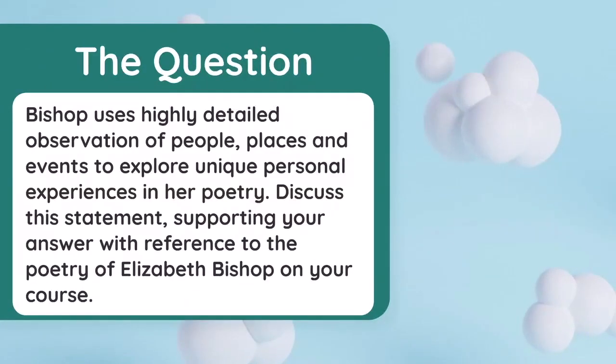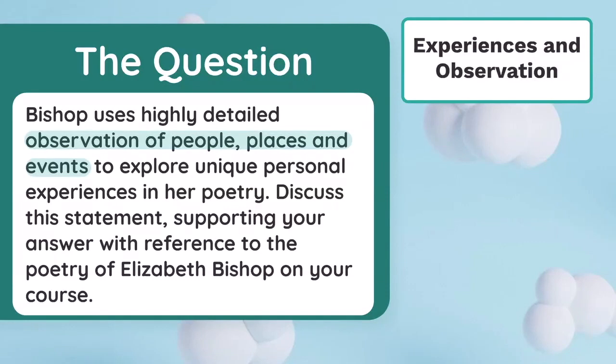The question then. Bishop uses highly detailed observation of people, places, and events to explore unique personal experiences in her poetry. Discuss this statement supporting your answer with reference to the poetry of Elizabeth Bishop on your course. Okay, so the focused areas then are the observation of people, places, and events. So all of Bishop's experiences and observations of things, the world around her, people that she meets, places that she encounters, and any other kind of experiences that she has.